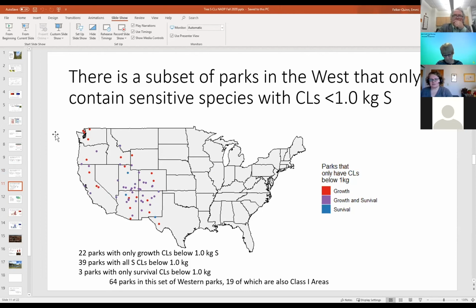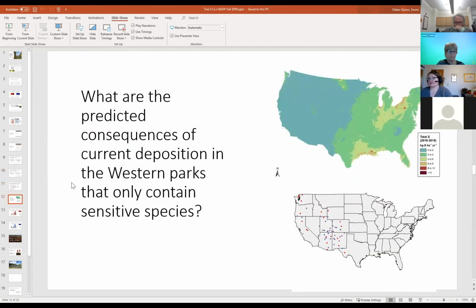Just to magnify why this is an important subset of parks, 19 of these 64 parks are Class 1 areas, so are afforded special protection under the Clean Air Act. So then the question is, what are the predicted consequences of current deposition in this subset of parks where we only have sulfur critical loads for these sensitive species? To address this, I'm going to join the most recent 3-year TDEP total sulfur average from 2016 to 2018 to species presence and absence of these sensitive species in these parks.